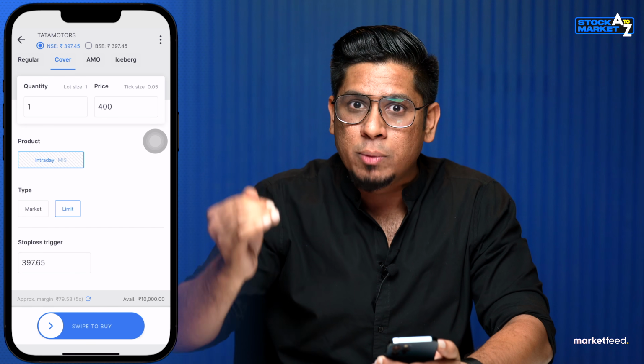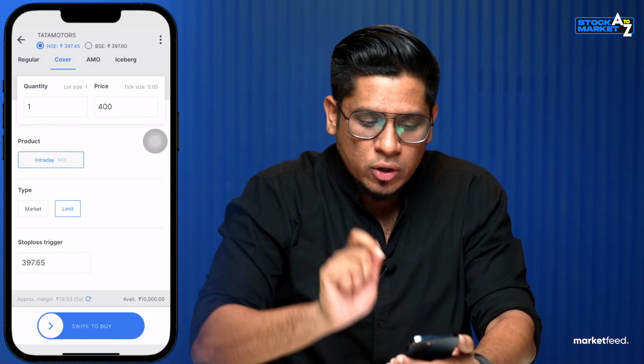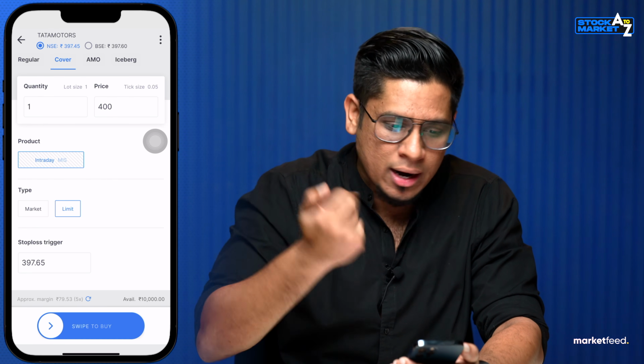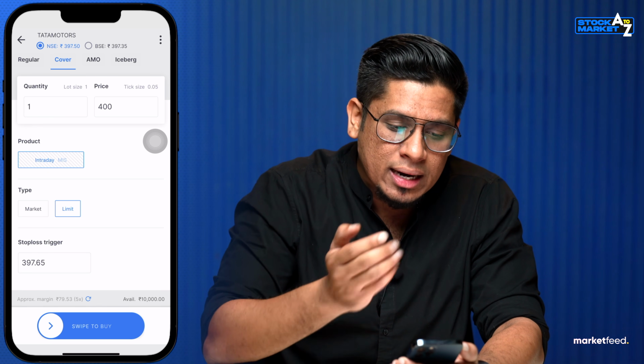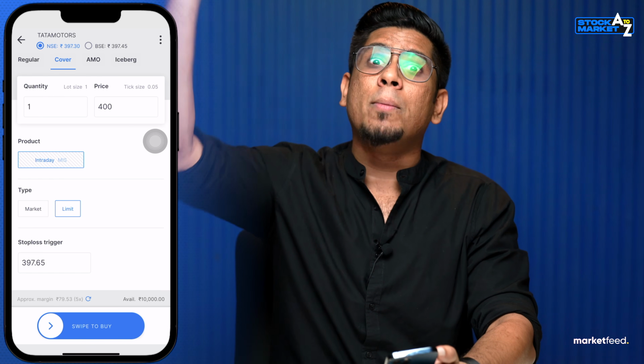At whatever price below 400 only, it will be bought. It will not be bought above 400 rupees. So now if you give 400 here and if you actually buy the stock, what will happen? This current price is below 400 only. It is at 397.5. So it will be bought at 397.5. It will not be bought above 400.